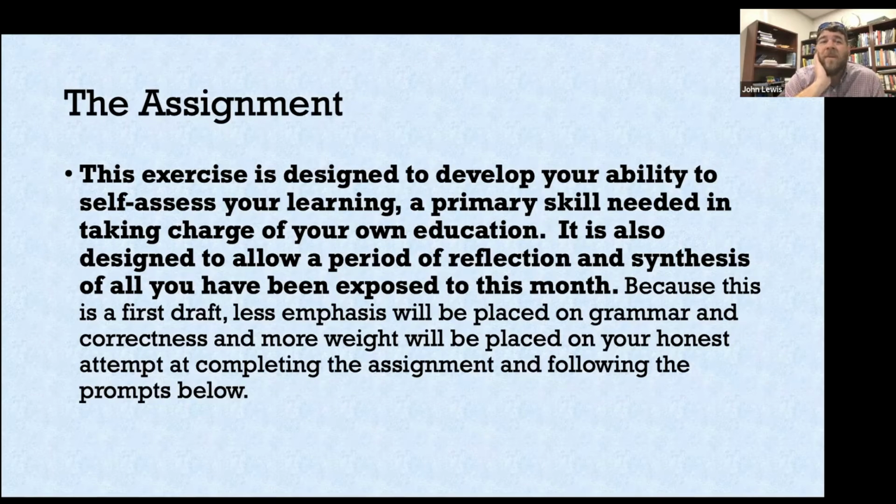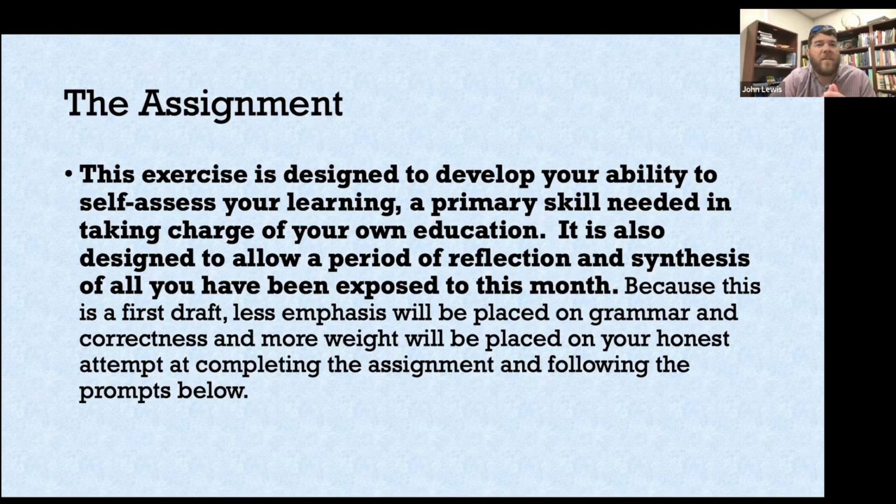I want them to develop their abilities to self-assess their learning. And hopefully that helps them take charge of their own education. And this time when they reflect over what they've learned over the past month or the past unit should be a period of self-reflection and of synthesis of ideas.